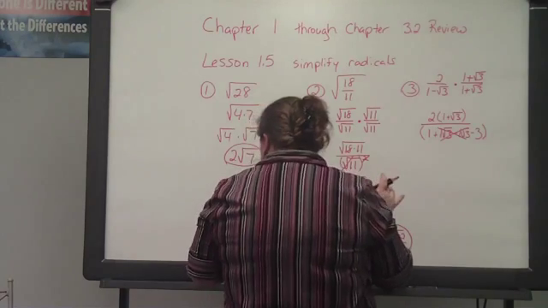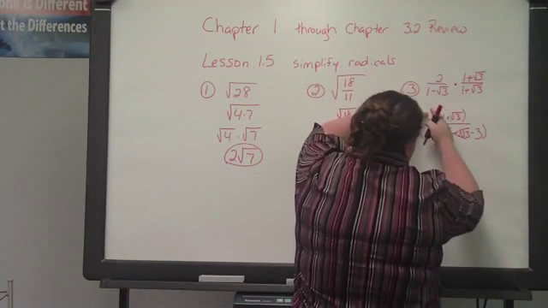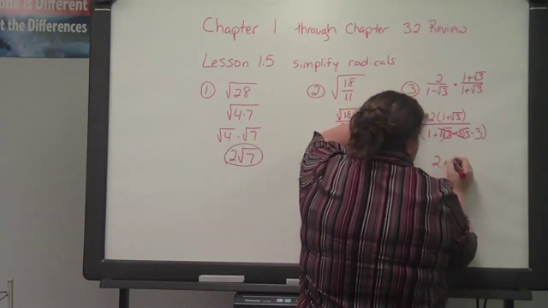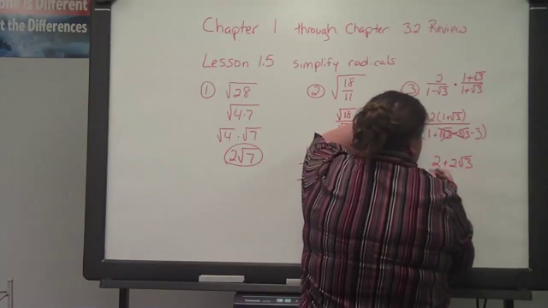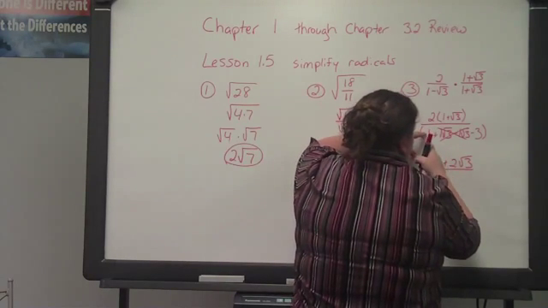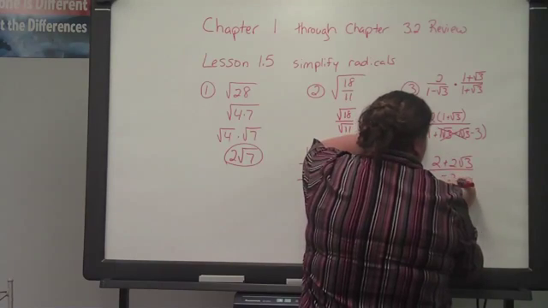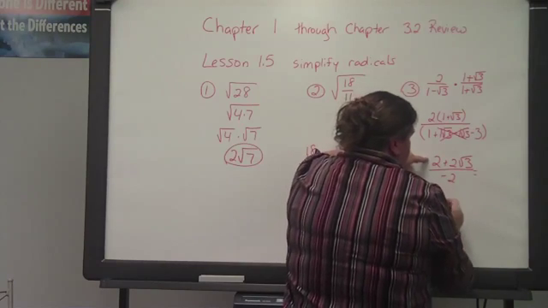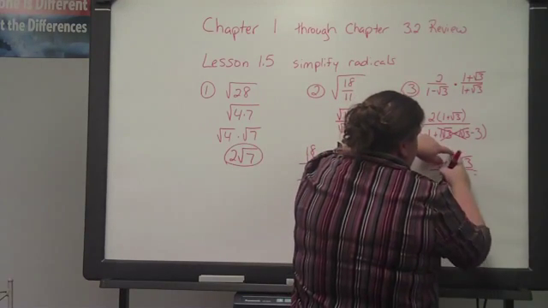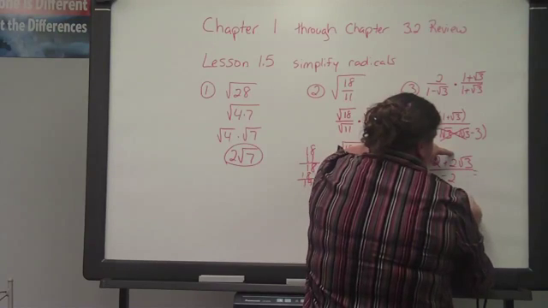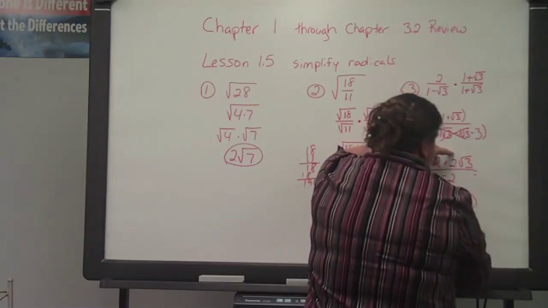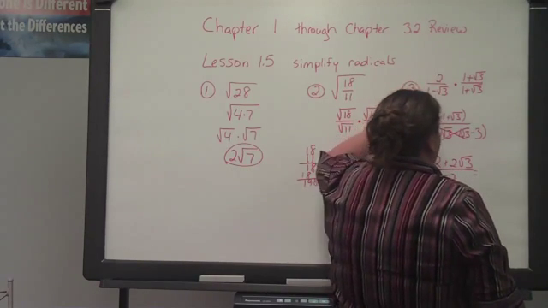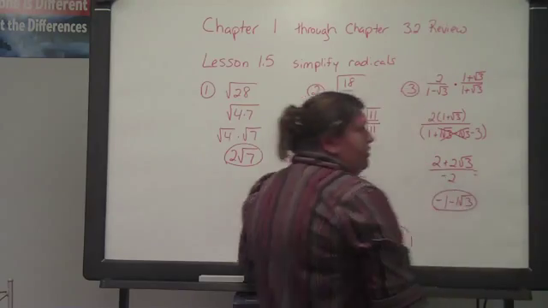And so what we are left with is 2 times 1, which is 2, and then plus 2 square root 3, all over, we have 1 minus 3, which gives me a negative 2. So we can rewrite this as 2 divided by a negative 2 is a negative 1. And then 2 divided by a negative 2 is again a negative 1 square root 3. And there is your simplified radical form of 2 divided by 1 minus square root 3.